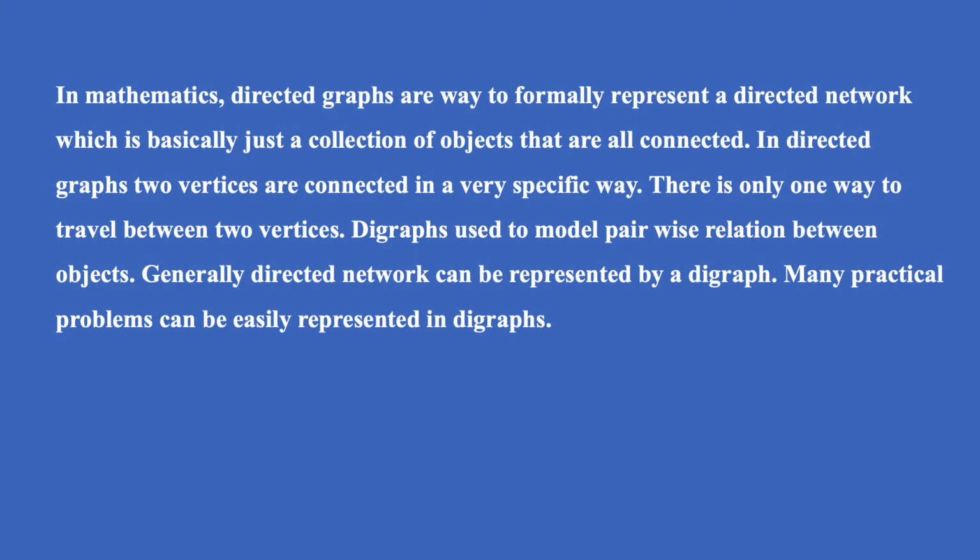of objects that are all connected. In directed graphs, two vertices are connected in a very specific way. There is only one way to travel between two vertices. Digraphs are used to model pairwise relations between objects. Generally, a directed network can be represented by a digraph. Many practical problems can be easily represented in digraphs.